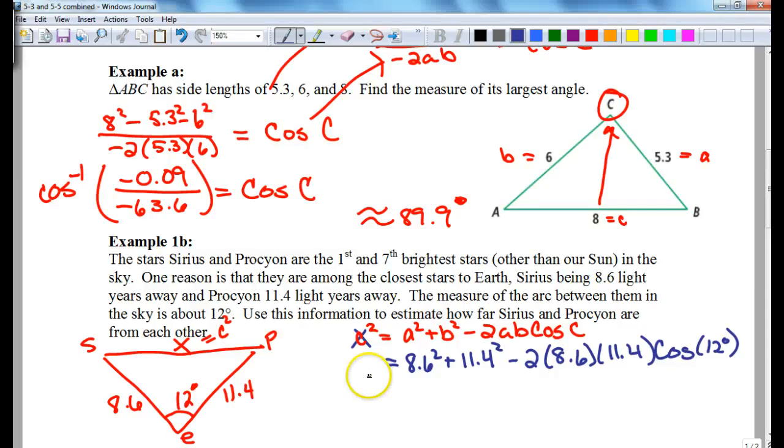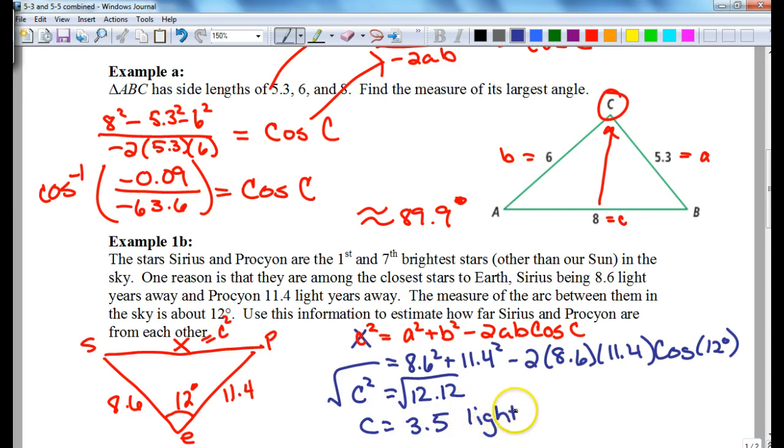Okay, so then we end up with c squared. If you put that all in your calculator, you should end up with 12.12. How do I find c by itself now? Square root. Yep, so I'm going to take the square root. So c ends up being 3.5 light years away from each other. Okay?